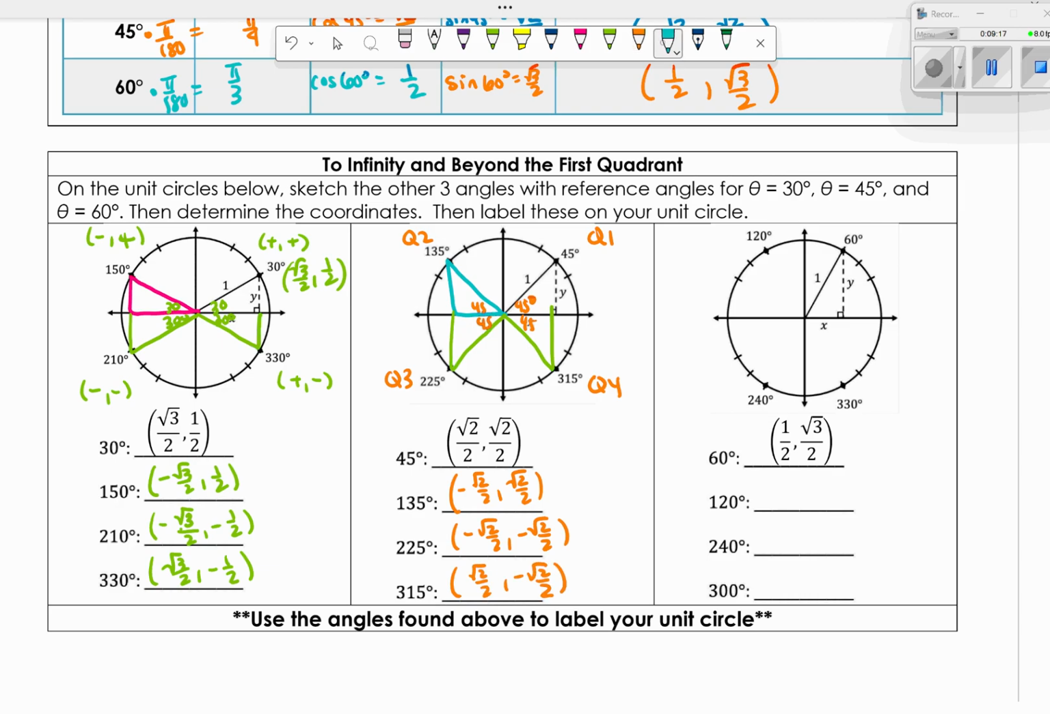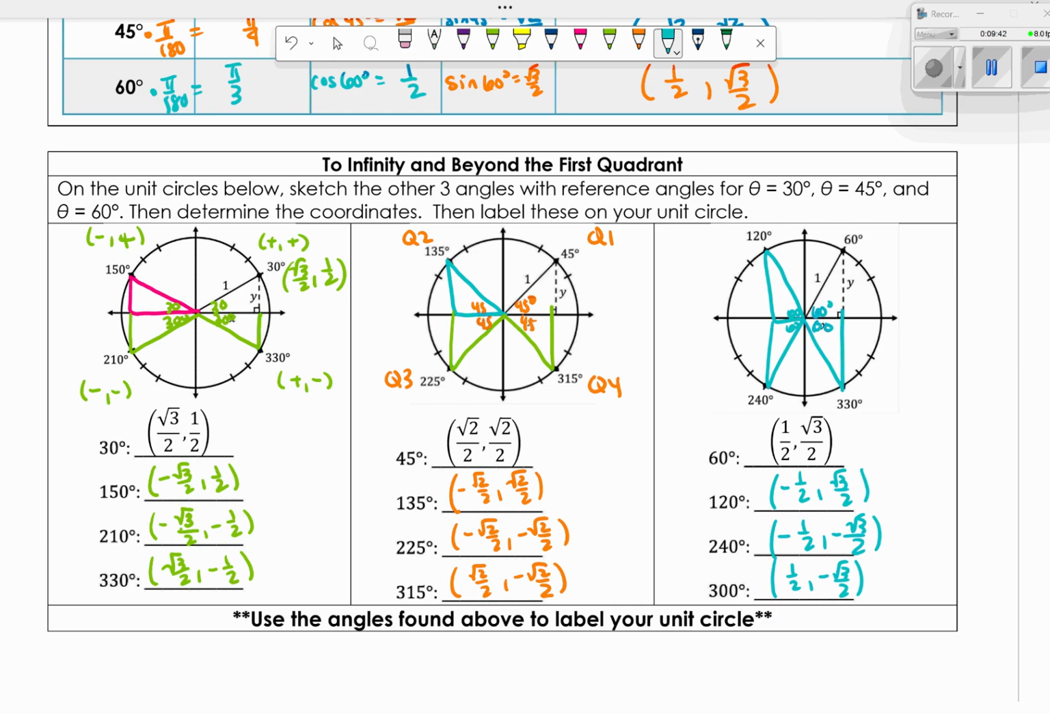So then the 60 degrees is the same, except we're using this triangle here, here, and here. So this is using 60 degrees for our reference angle for all of these. Again, we're just changing the signs: negative 1/2, root 3 over 2, and then negative 1/2, negative root 3 over 2, and then 1/2, negative root 3 over 2.